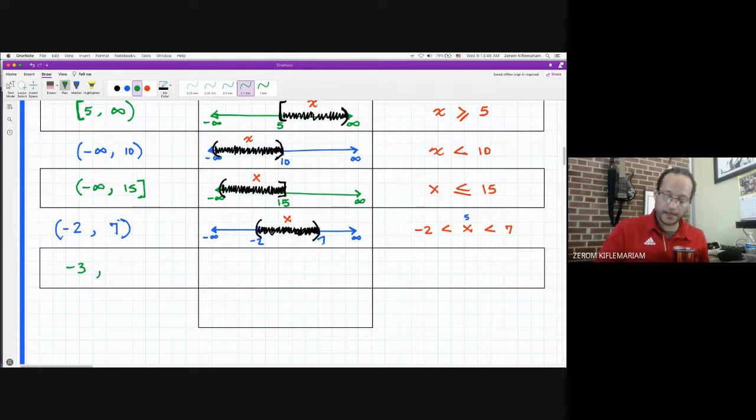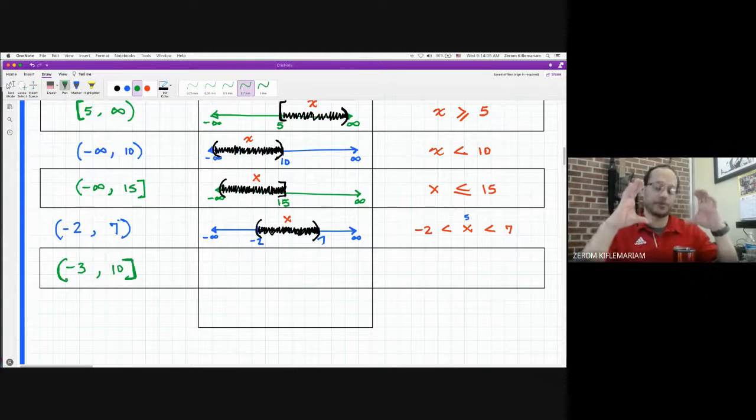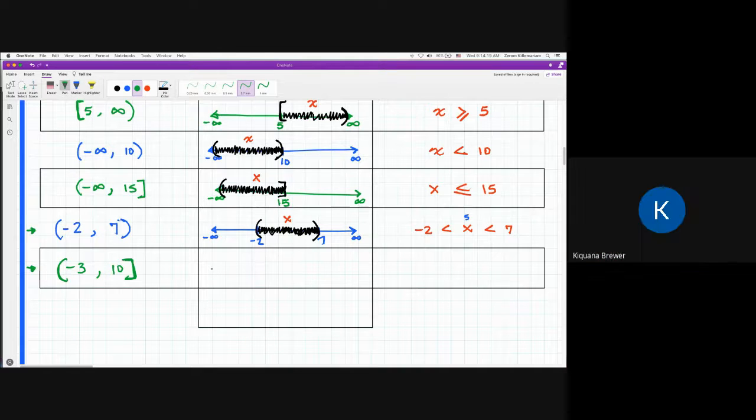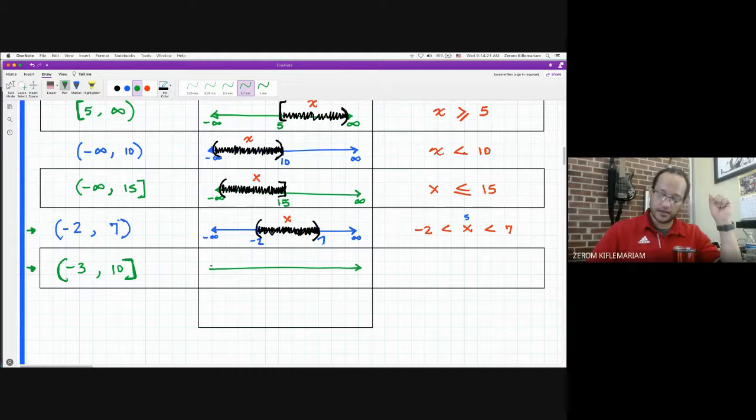Let's say -3 and 10. If this was like this, I don't know if it shows on your screen as a bracket. Yeah, I can see it. But the previous example, both of them were parentheses. Over here, the left side is parentheses. The right side is what? A bracket, right? Yeah.